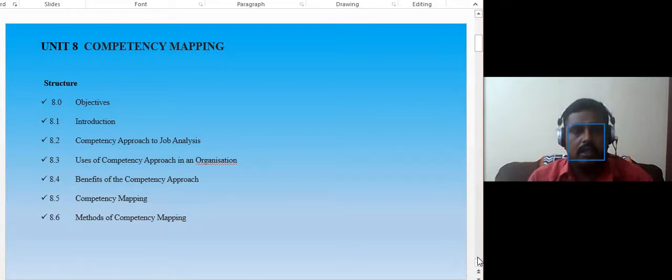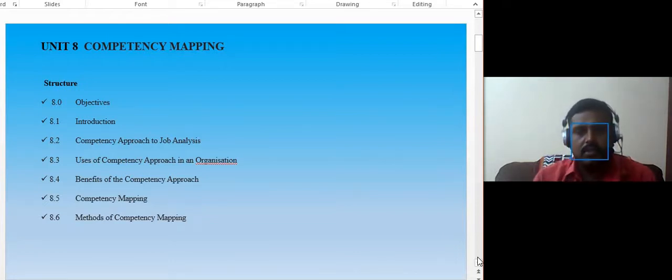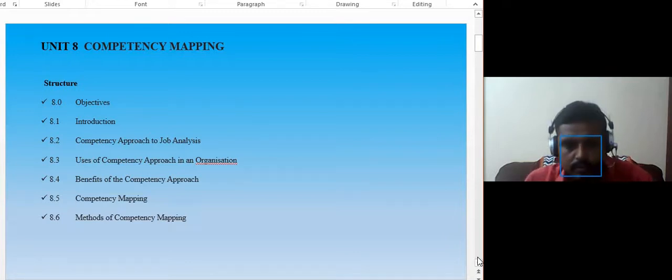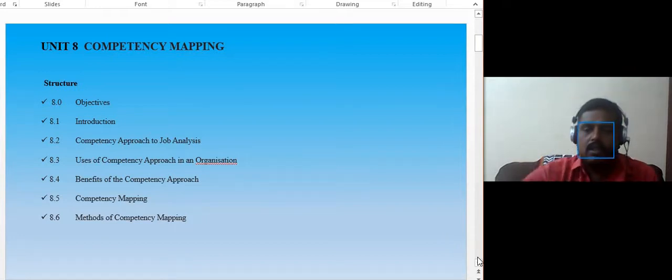And the objectives, followed by the introduction, and the third one, competency approach to job analysis, and the fourth one, uses of competency approach in an organization, and the next thing is benefits of the competency approach and competency mapping and methods of competency mapping. So we'll discuss one by one.